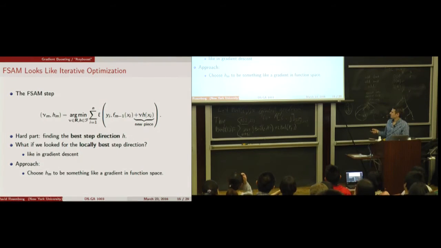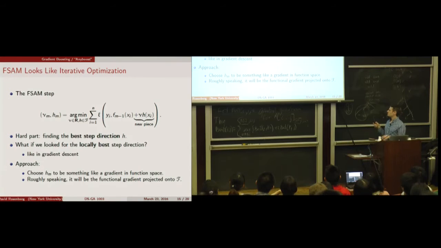So h is going to be kind of like a gradient in function space. In other terms, it's what we call a functional gradient, because it's a gradient with respect to a function, which seems strange. And we also want that h to be in f, right? The h's are always in the hypothesis space f. So conceptually, it's like taking the gradient and then projecting it onto f to make sure it's still in f, as close as possible to the actual gradient, but in f. So that's the conceptual picture. But it actually gets easier than it sounds.